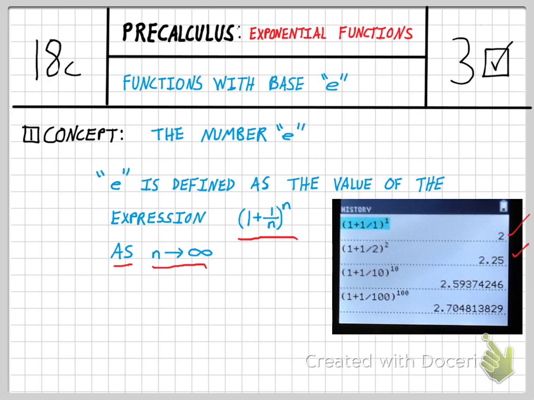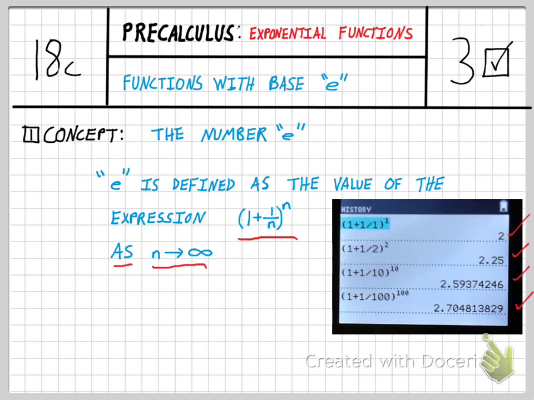And as n gets bigger and bigger and bigger, it seems like the expression would just go to infinity, but it actually starts to level off to a certain value. So 1 plus 1 over 10, to the 10th, gives you this decimal. And if I go all the way up to 100, I get this decimal. And you could keep going.